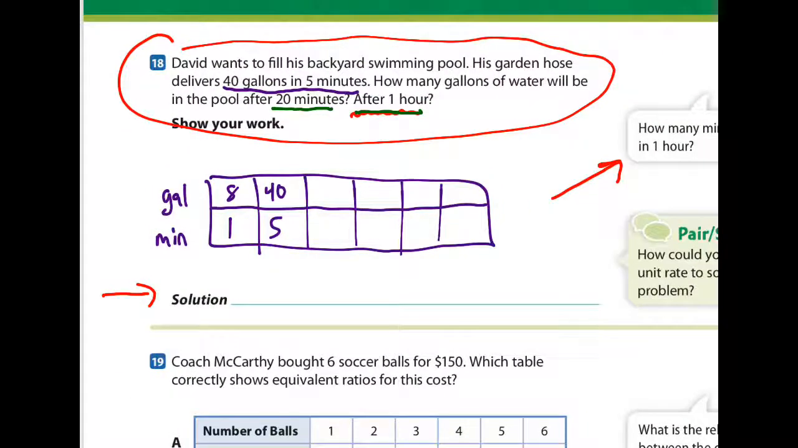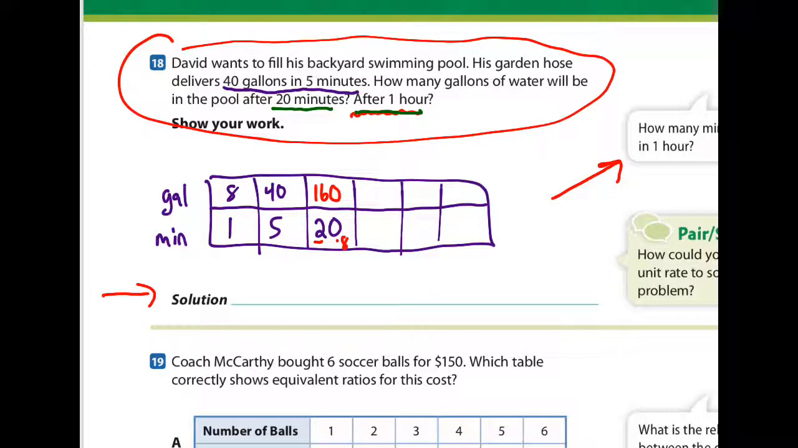Now, that's not what the question is asking. It is asking us for 20 minutes and 1 hour. So I'm just going to jump to 20 minutes here. Now remember, the rule is times 8. Now 20 times 8, what I do first is I do 2 times 8 is 16, and then add the 0, right?